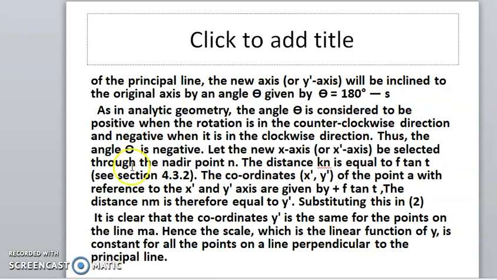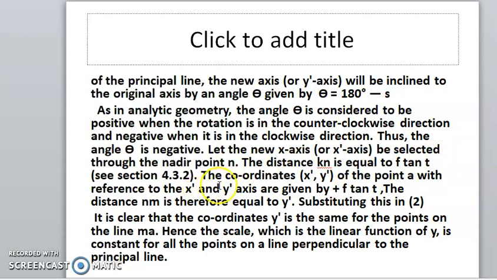Now continue. The principal line in the new axis, or y-axis, will be inclined to the original axis by angle theta, given by theta equal to 180 degrees minus S. In analytical geometry, the angle is considered positive when the rotation is in the counterclockwise direction and negative when it is in the clockwise direction. Thus the angle is negative. The new x-axis is selected through the nadir point n, distance kn equal to f tan t.